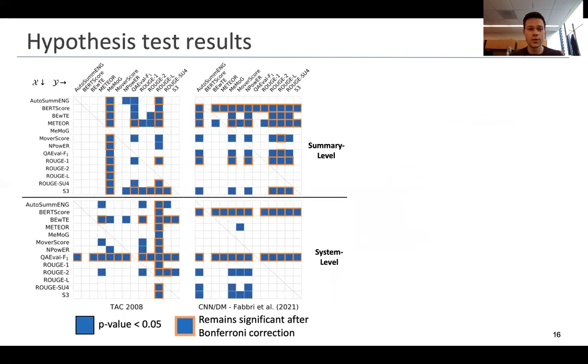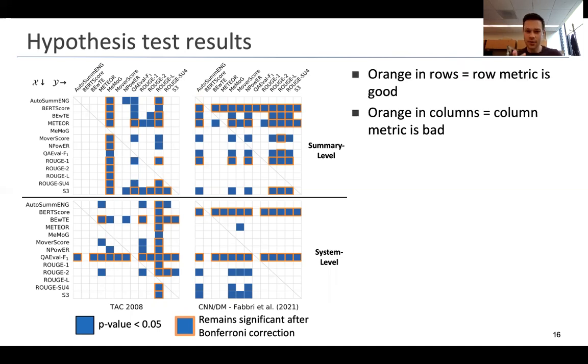So here we show the results of a bunch of pairwise hypothesis tests. And a blue square means that the metric on the row is better than the metric on the column, and the statistical test had a p-value of less than 0.05. And if there's an orange outline, that means that that value remains statistically significant after we applied the Bonferroni correction. The pairwise tests for the summary level are on top and the system level on the bottom, with TAC on the left and SumEval on the right.